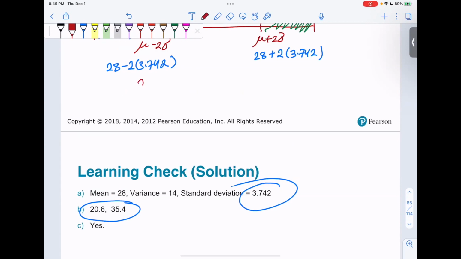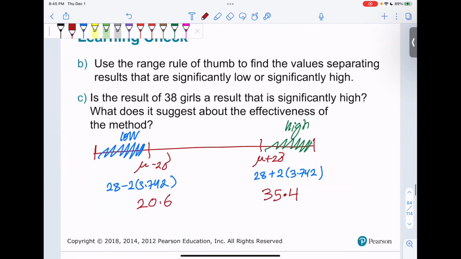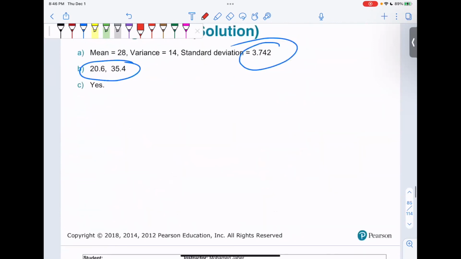So the values will be 20.6 and 35.4. Okay, and then they ask, the last part C: is the result of 38 girls a result that is significantly high or no? Yes. Why? Because 38 will be somewhere here, right? Because it's greater than 35, then yes.